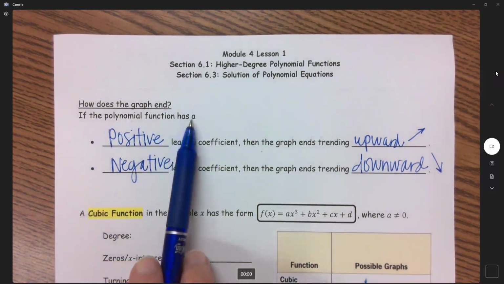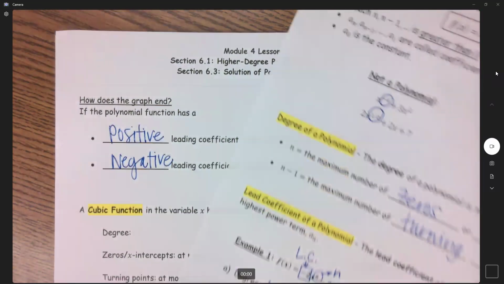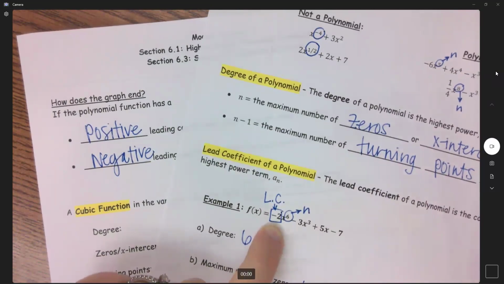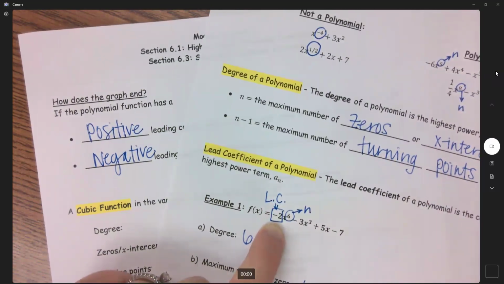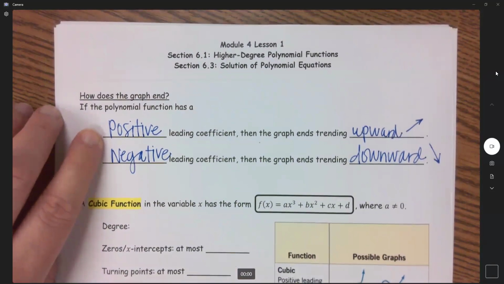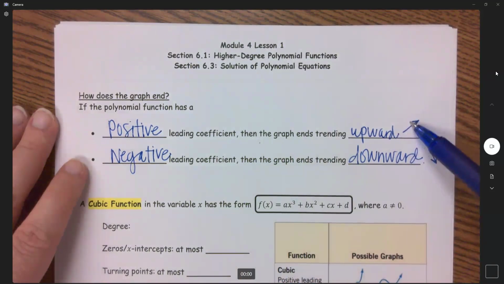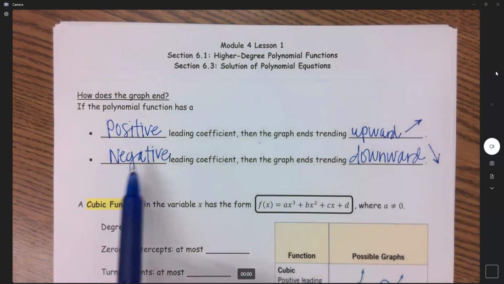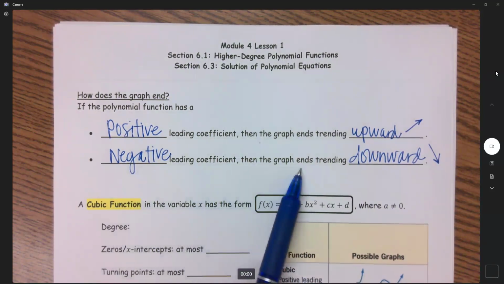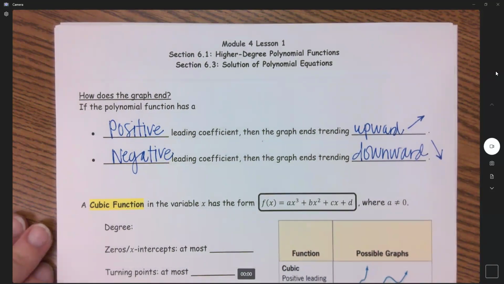It says if a polynomial function has a positive leading coefficient, and remember that the leading coefficient is the number in front of my highest degree, so usually the first term in front of these polynomials, is it positive or is it negative? If we have a positive leading coefficient, then the graph ends tending upward, so it will end going in an upward trajectory. If I have a negative leading coefficient, then the graph ends trending downward, so going down in some kind of downward trajectory.